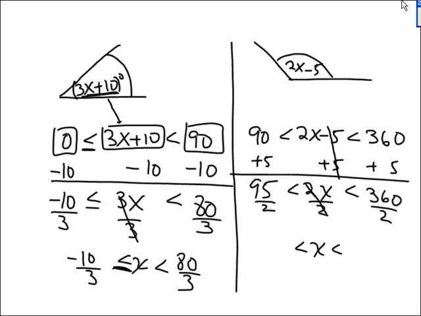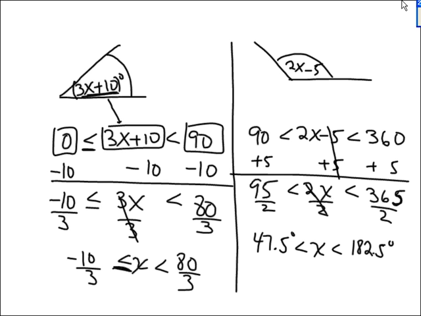And x is in between 95 over 2, which, if I'm not mistaken, is 47.5, and 360 plus 5. I think I said it right, I just didn't write it correctly. 360 plus 5 is 365. And when you divide that by 2, you get 182.5 degrees. So x must be in between 47.5 degrees and 182.5.